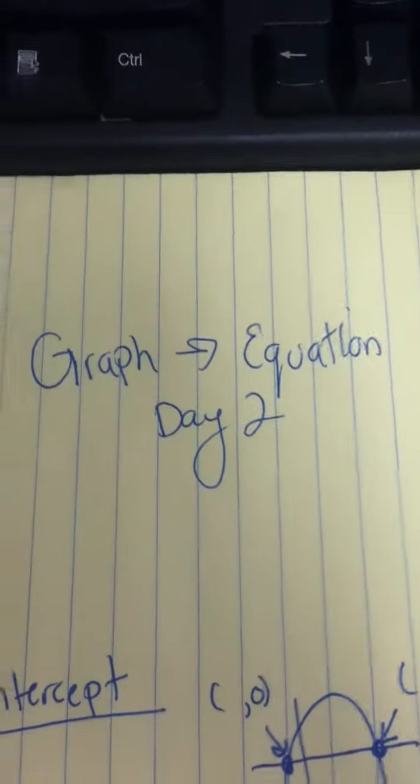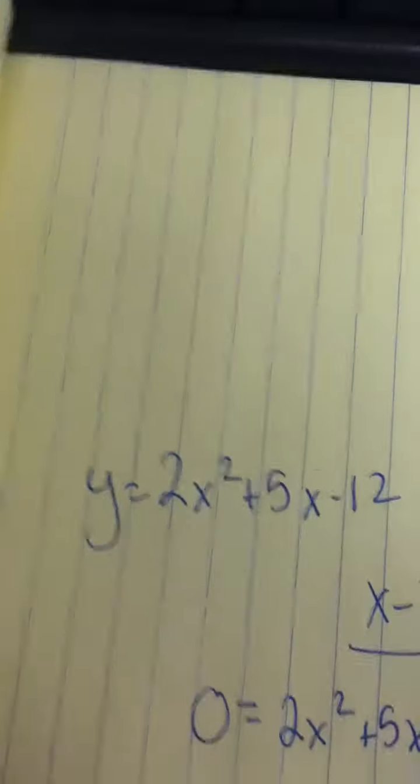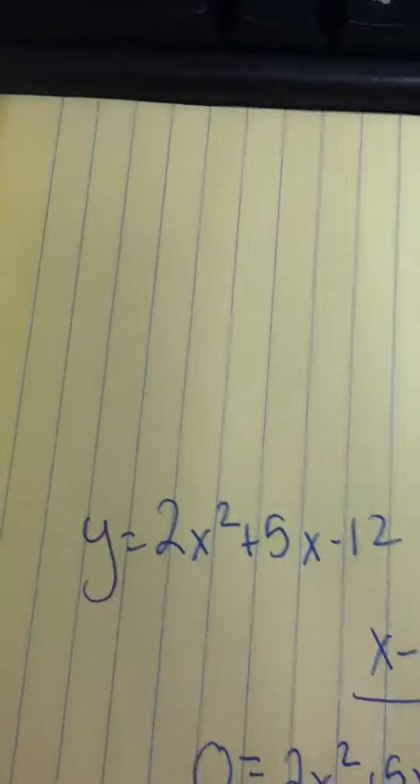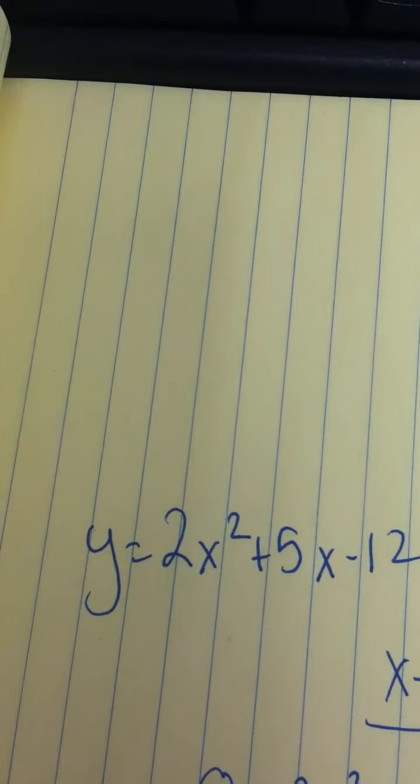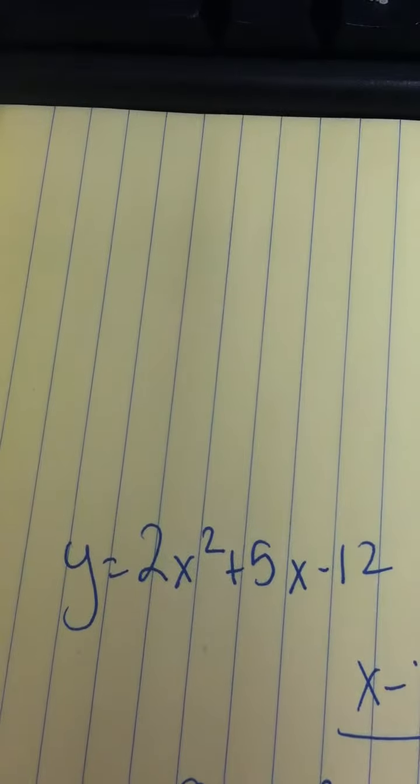Okay, so this is day 2 of graph to equation. We were looking at this equation yesterday, and our goal today is to figure out how it's going to be graphed. If we think about what we talked about yesterday, we know that we need to find the x-intercepts of the graph and the vertex to be able to graph it.